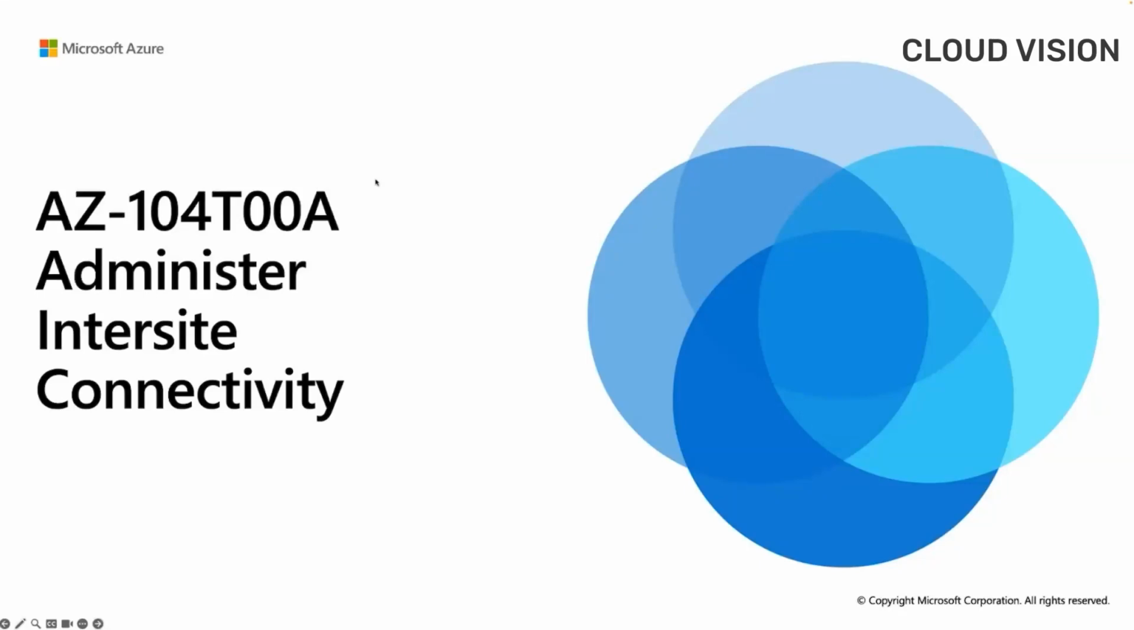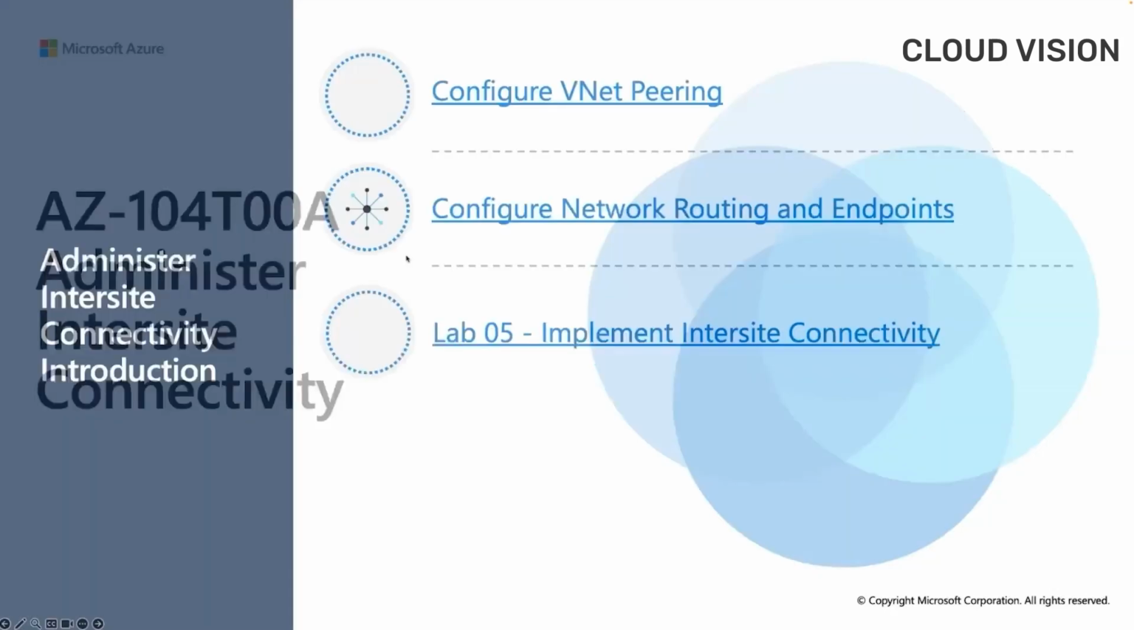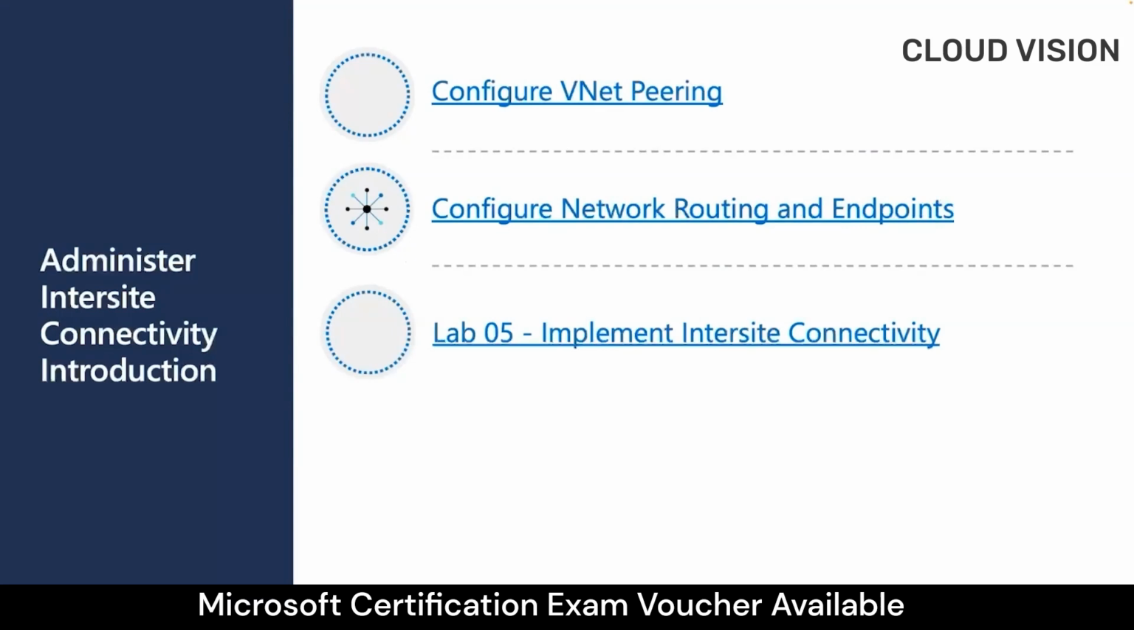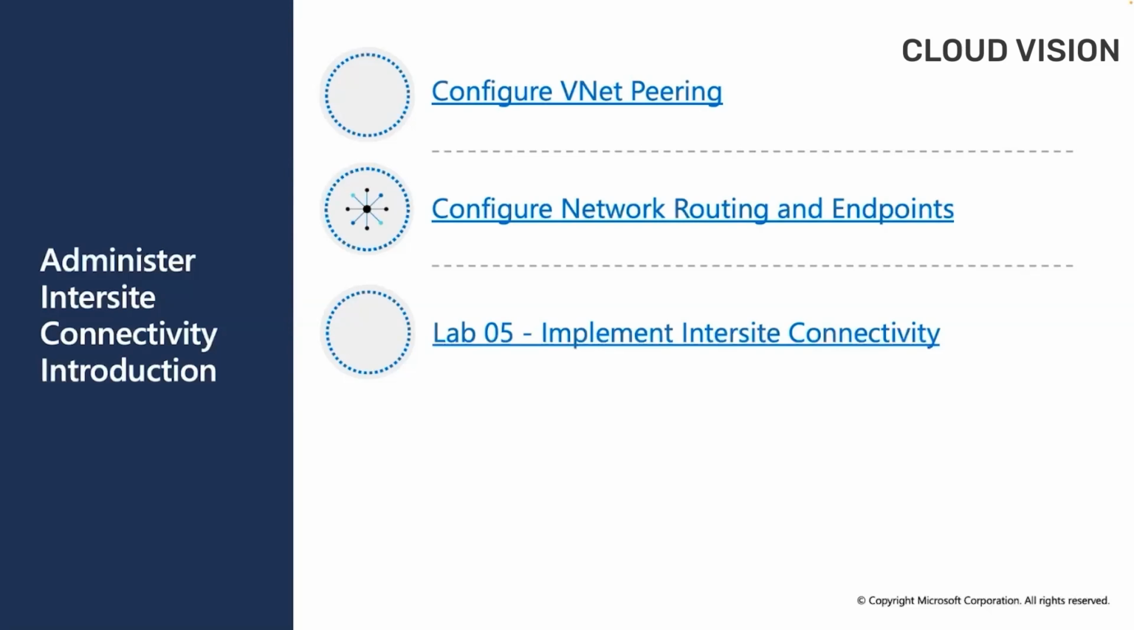So we're going to quickly go through the overview, put it about the time limit. So here we need to learn a little bit about administering intersite connectivity. Intersite connectivity works on VNet peering, network routing, and endpoints. And if time permits, we will do the demo on this one, as we will do the demo for the next session.